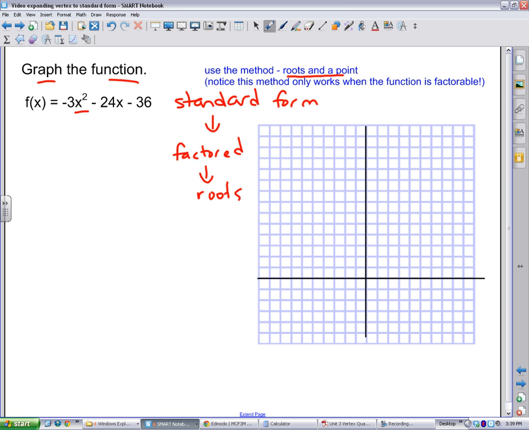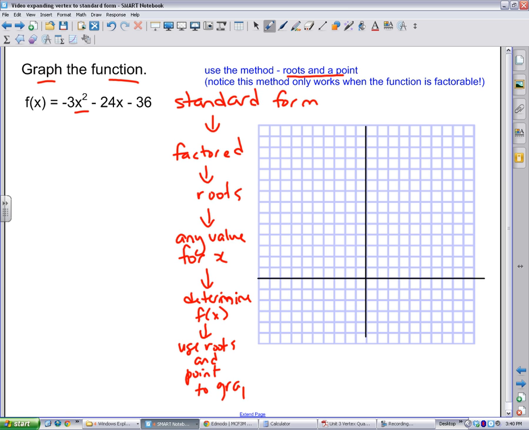Once I have the roots, then I will also select any value for x and put it into the function to find out the output. Then I'll have a second point. Determine f at x. And then use roots and point to graph. All right, so that's the plan.